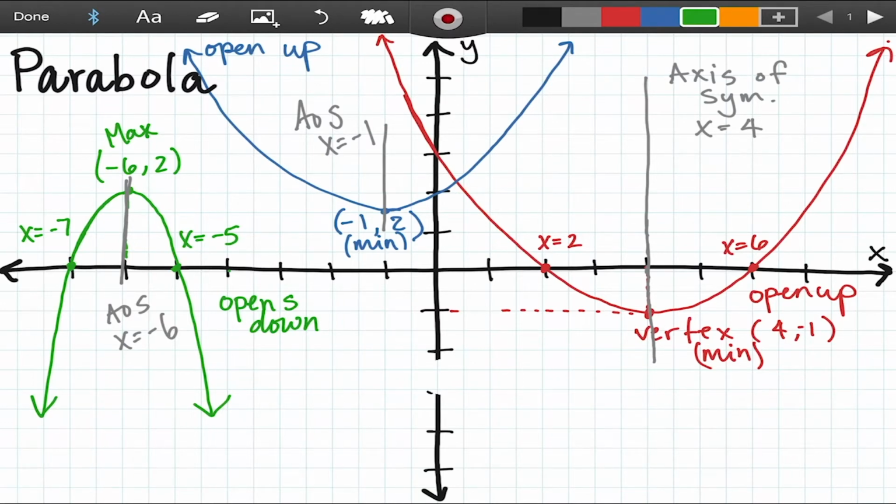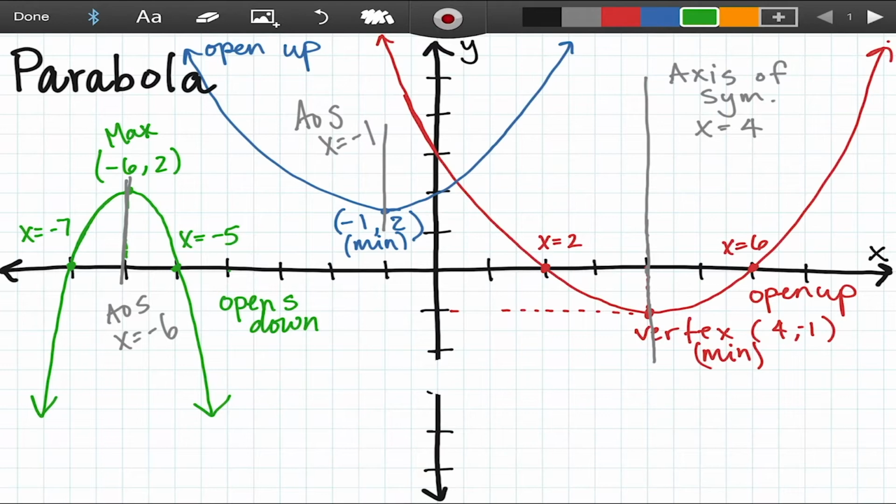All right, now look at the blue graph. The vertex is above the x-axis and it opens up. So notice the graph never crosses the x-axis, so it doesn't have any x-intercepts, which is okay. It just doesn't have any, so you'd write none, or NA.